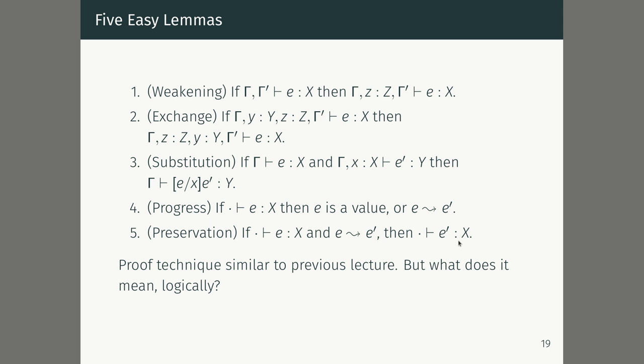And if it does take a step, it's still well-typed, which means, again, you're either a value or you can take a step. And so type safety always keeps you within the envelope of safe executions. And the proofs will all be very similar to the previous lecture. But now we can ask, what does evaluation and type safety mean from a logical perspective?